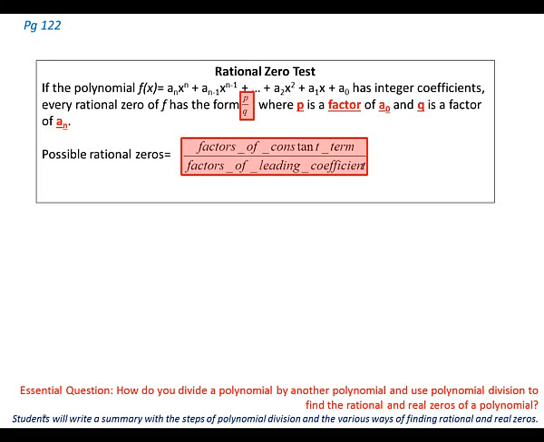You don't need all the little hashtags underneath. Just write factors of a constant term divided by factors of a leading coefficient. When I put it into the equation editor, you have to put that in there to get a space.